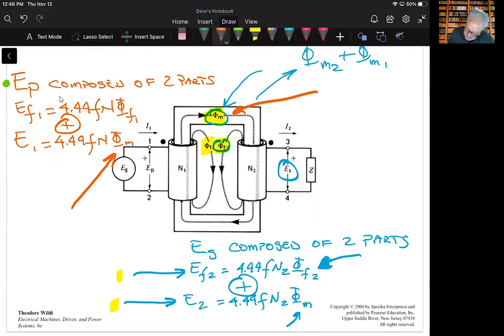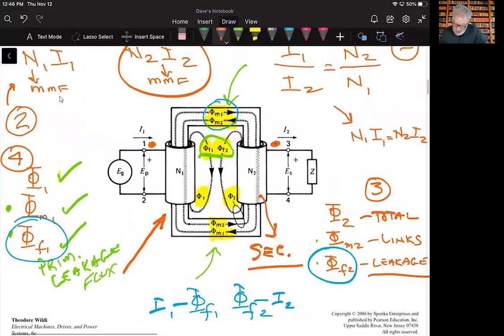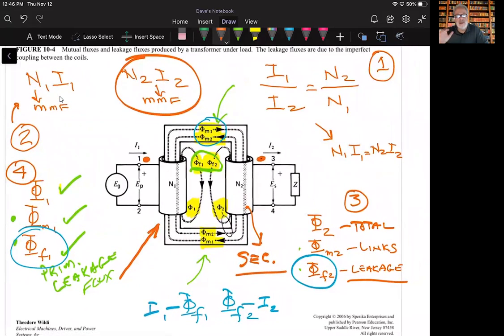And the last, finally, sixth thing that he tells us is that EP, the induced voltage, is equal to the applied voltage. Now, using these 6 basic facts that we can walk through, we can develop an equivalent circuit of the transformer that will allow us to model it as a practical, real-life device.